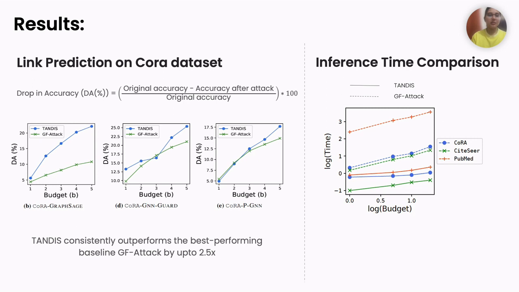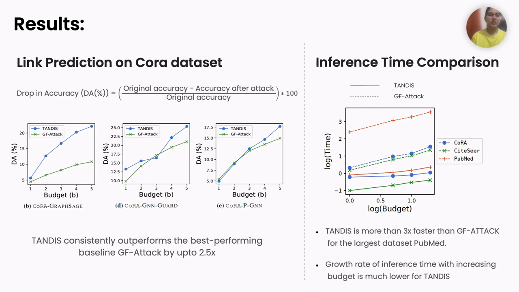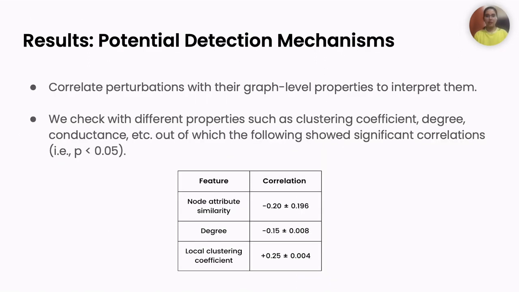In terms of inference time comparison, TANDIS is more than 3x faster than GF attack for the largest dataset PubMed, and also the growth rate of inference time with increasing budget is much lower for TANDIS.